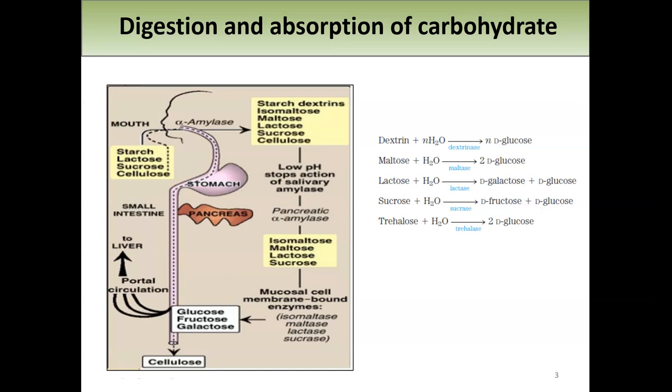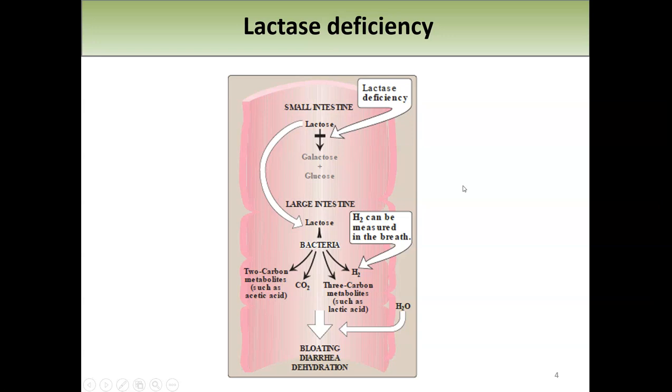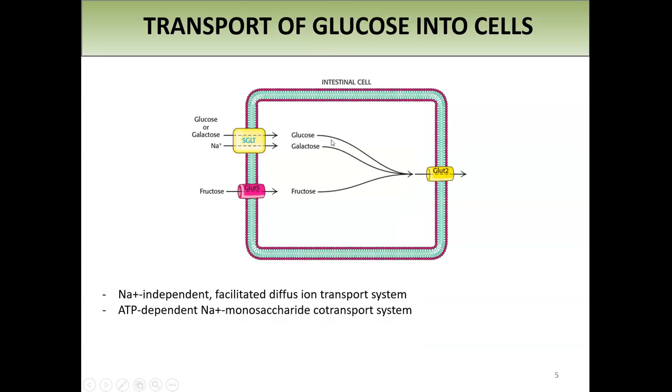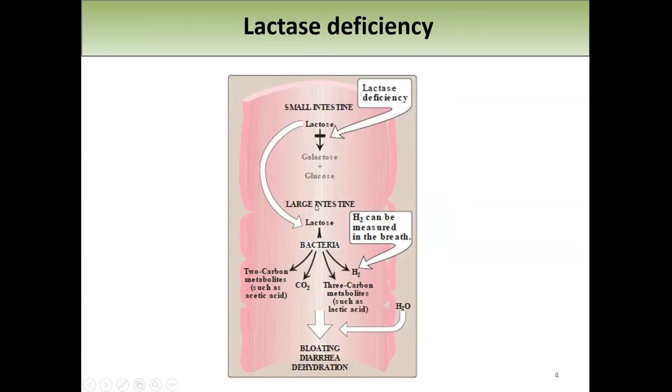Okay guys, up to here you have learned that the carbohydrates are digested in our mouth, in the stomach partially, and mainly in the intestine. As the monosaccharides are produced in the intestine, then the monosaccharides should be absorbed in the intestinal cell. Okay, so before I talk about the absorption of these monosaccharides, let's talk about lactase deficiency.